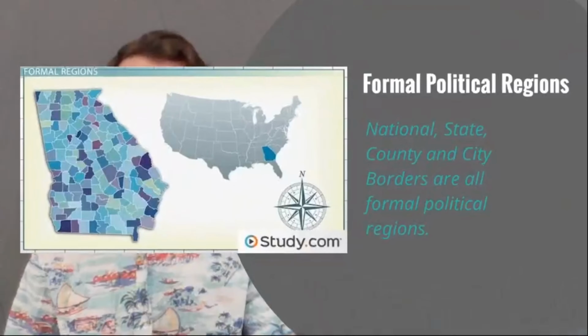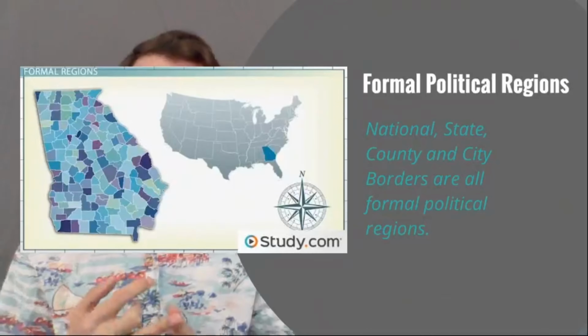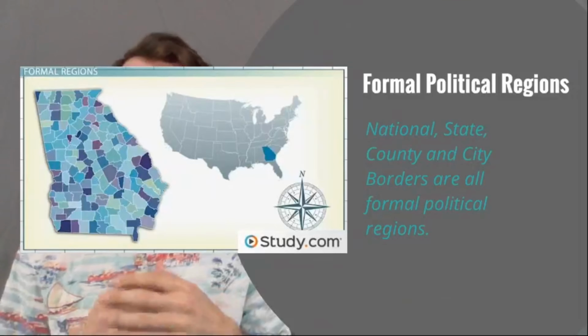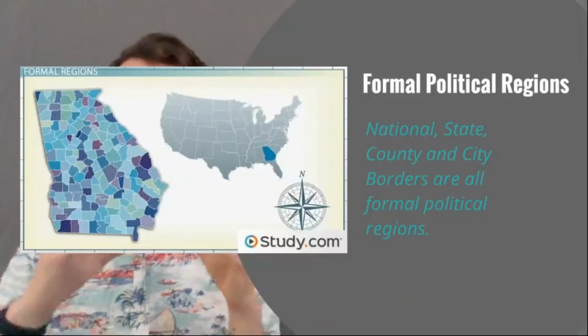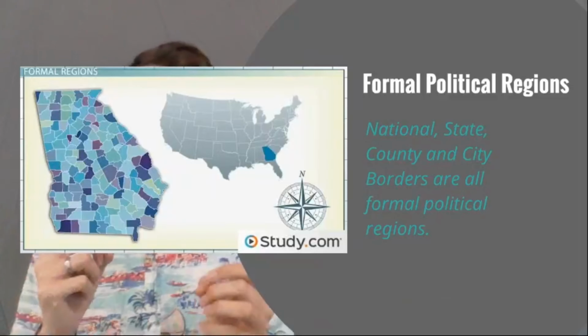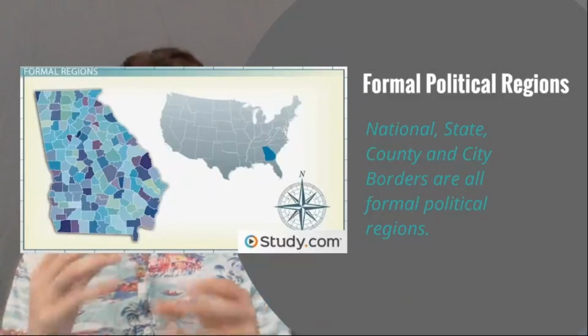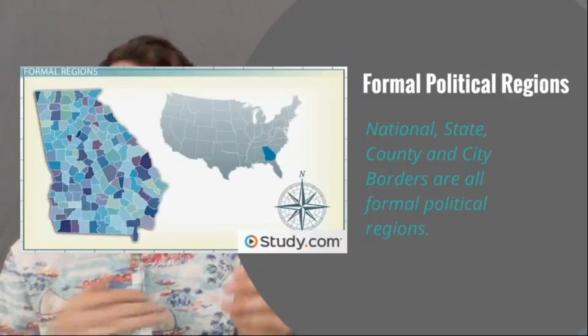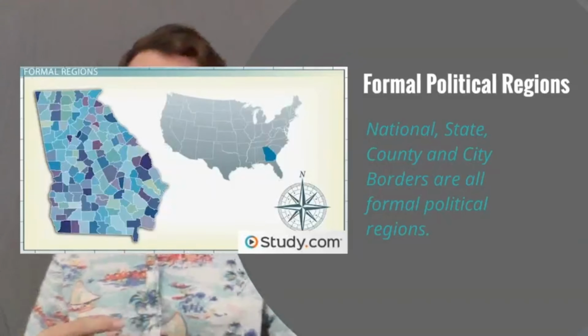Another would be a political region. National, state, county, city borders are all formal regions. And you live in more than just one. You can live in Georgia, which is a part of the United States, which would be a national region. And then you're in a county, we're in Fulton County, Milton, Georgia. All of those borders are different regions that can overlap. You're never limited to just one region.